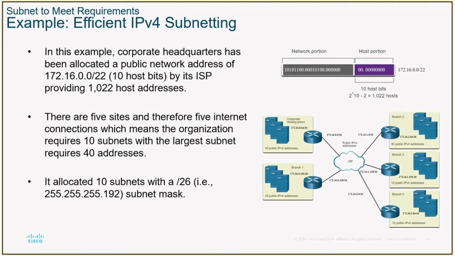Now, in this example, corporate headquarters has been allocated a public IP network address of 172.16 by its ISP. That's not very public, but well. And so it's /22. And so they've got 1,022 usable addresses. There are 5 sites and therefore 5 internet connections, which means the organisation requires 10 subnets, with the largest subnet requiring 40 addresses. It allocated 10 subnets of a /26 subnet mask.